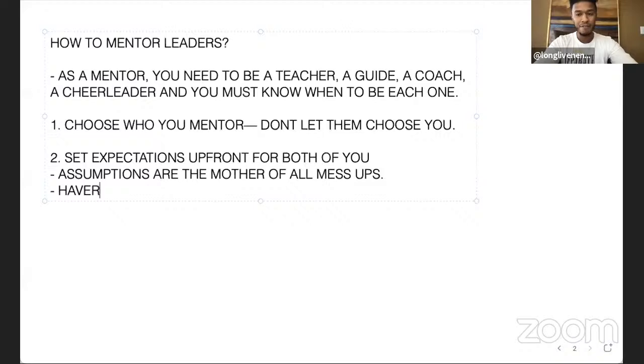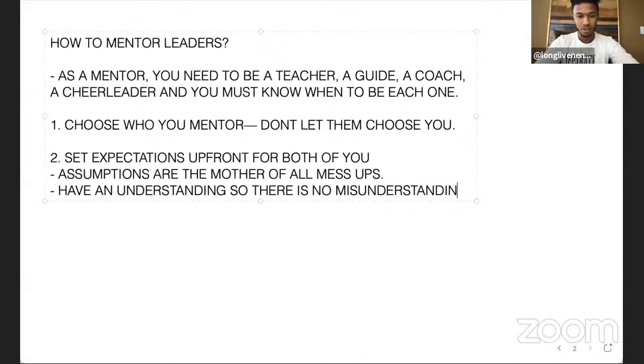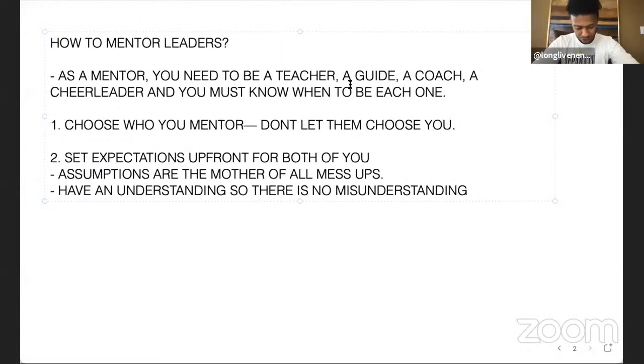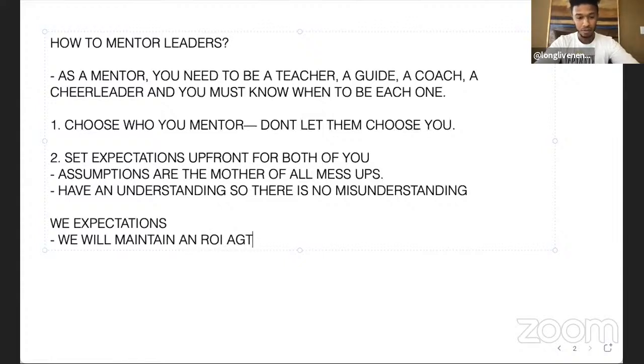He says, have an understanding so there is no misunderstanding. So expectations, right? The first one you have to set is the we expectations. The we expectations are very important. The first one is we will maintain an ROI agreement. What is ROI? Return on investment. Which means if I mentor you, there's going to be a return on investment in me spending my time in you. And you using me as a mentor, there's going to be a return on investment in you.